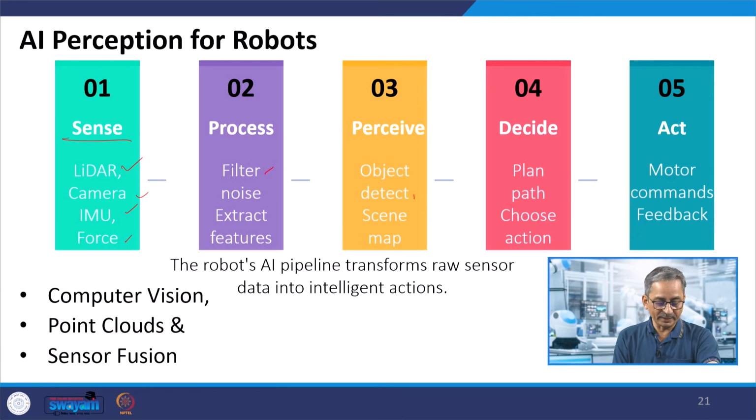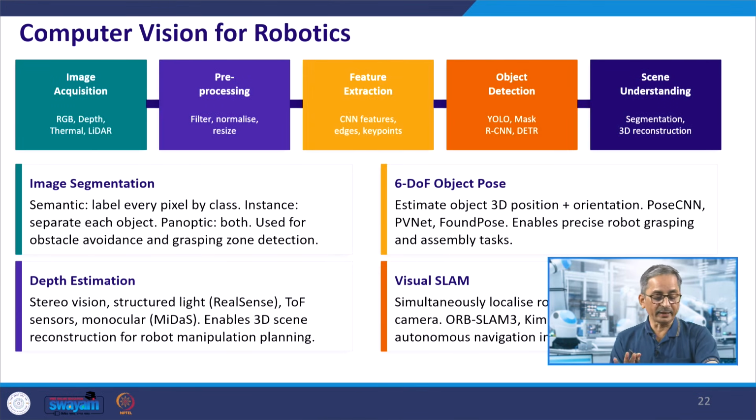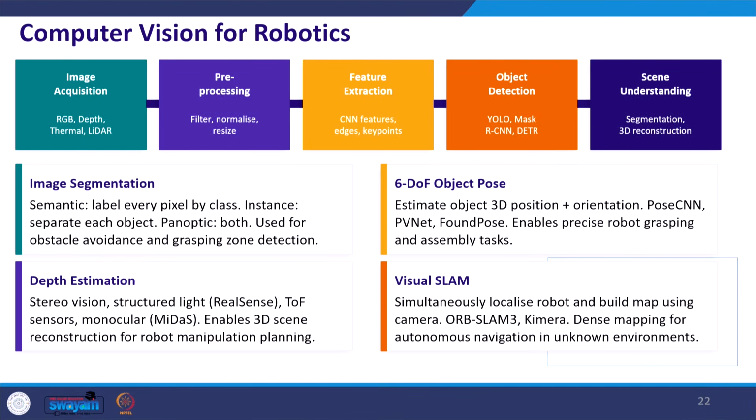For AI perception we use computer vision, point cloud and sensor fusion. In computer vision, we acquire the image, pre-process the image, extract the features, detect the object, and then we have an understanding of the scene. Through this we can have image segmentation, and we can have the estimation of depth.